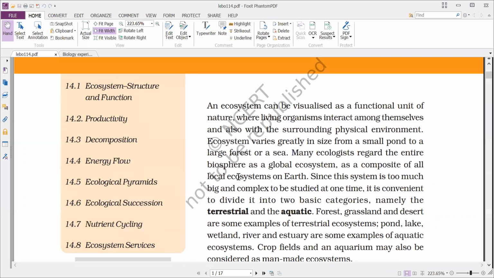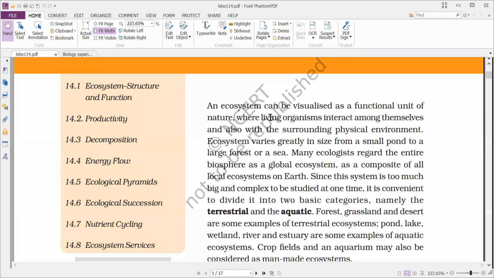Okay, so we'll have an elaborate and detailed description of all those concepts that you have studied in your lower classes. So, an ecosystem. An ecosystem can be visualized as a functional unit of nature. The ecosystem is considered as the structural and functional unit, like the cell is considered as the structural and functional unit of living organisms.